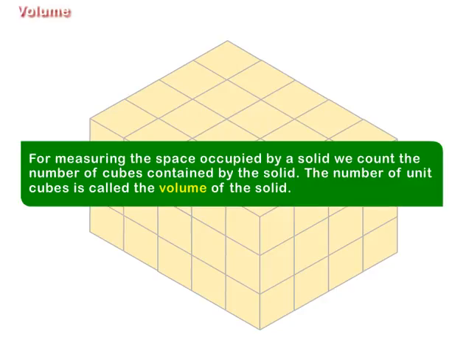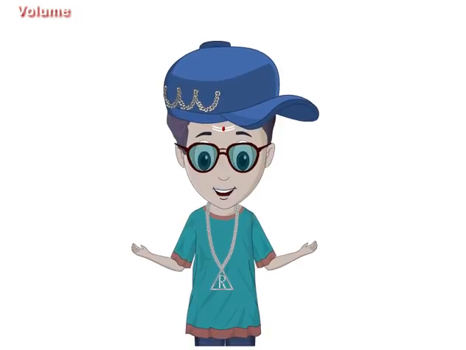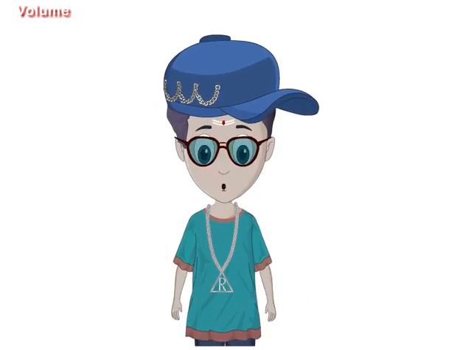Thus, for measuring the space occupied by a solid, we count the number of cubes contained by the solid. The number of unit cubes is called the volume of the solid. The volume of this cuboid is 60 cubes. Friends, let us find the formula to find the volume of any cuboid.